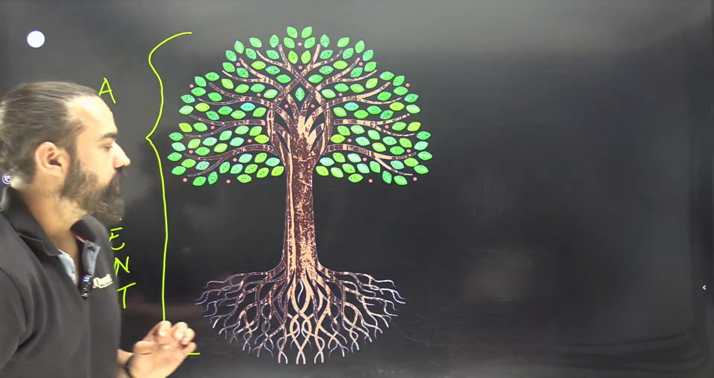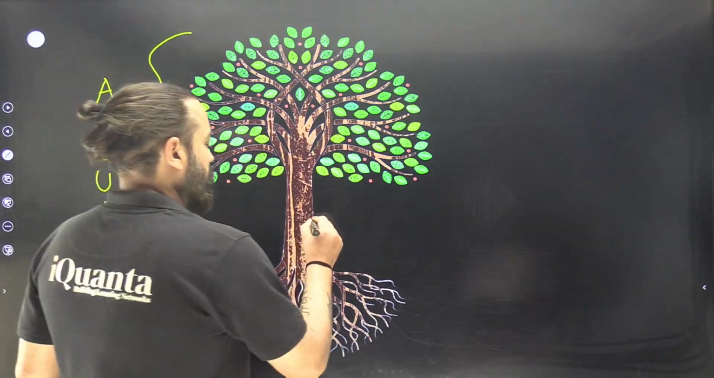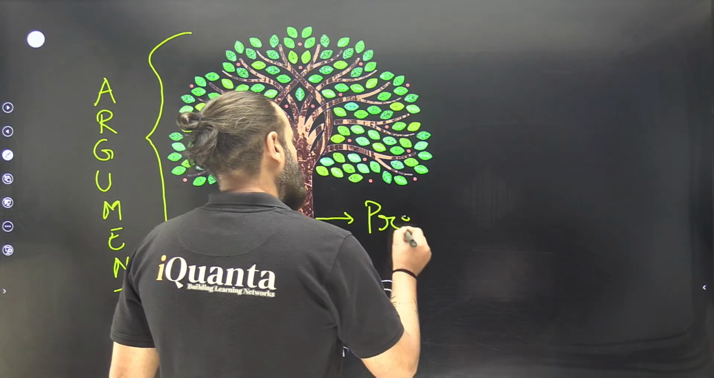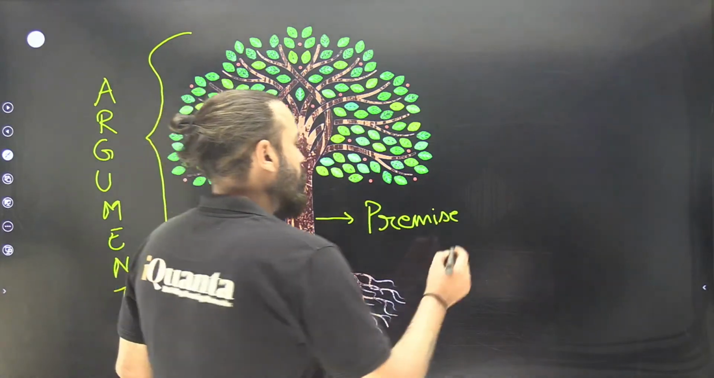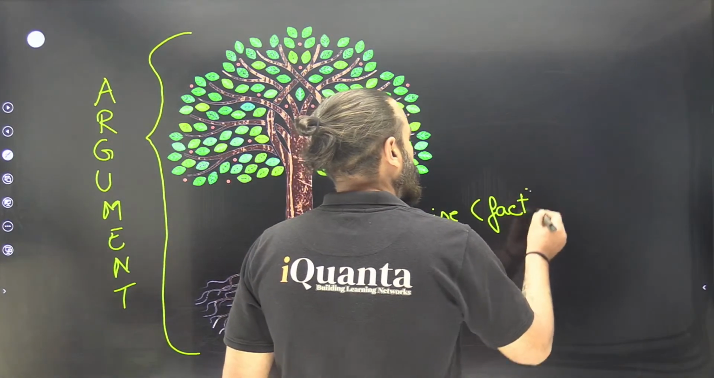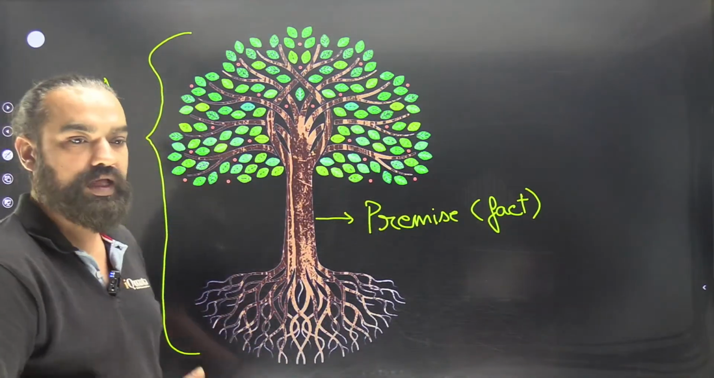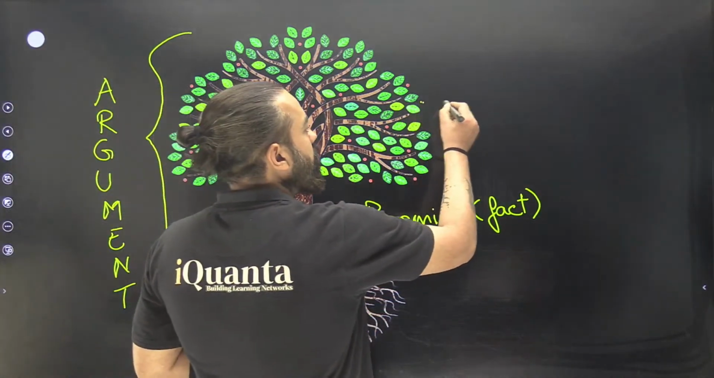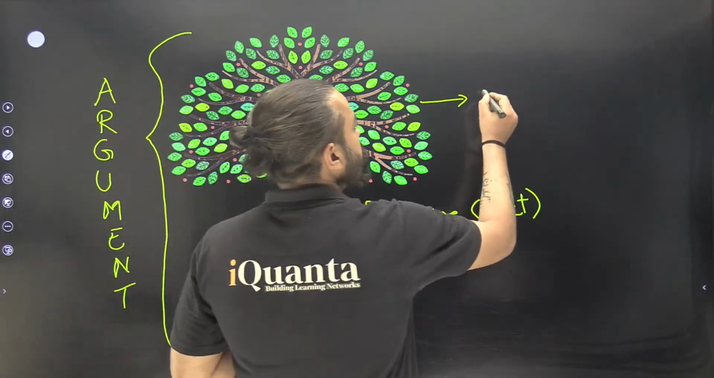Okay? Now, the three parts of the argument, 1, 2, 3. First, the premise. Premise is nothing but fact. There may be one or more than one premises. Based on the premise, we arrive at a conclusion, like just based on this, you arrive at a conclusion which is your flowers and fruits in the case of a tree.